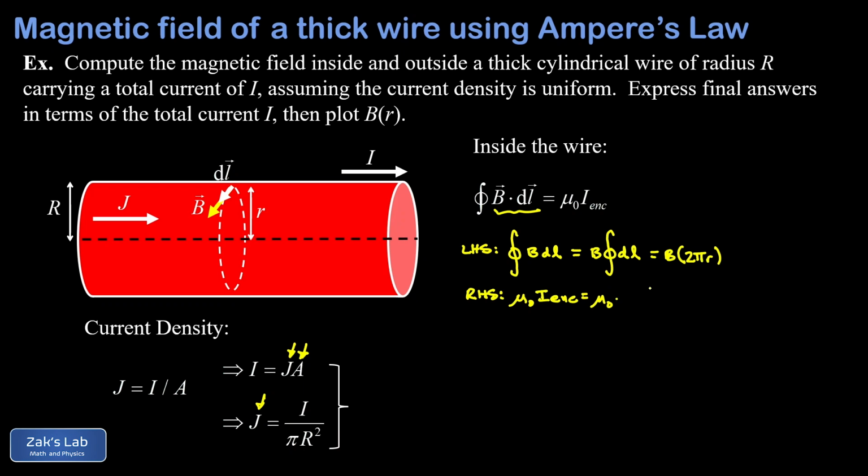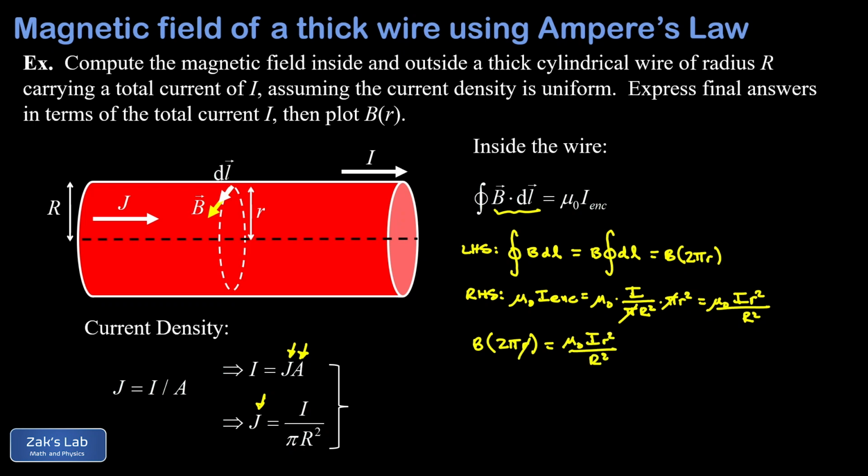So on our right-hand side then, we have mu naught times the current density, which is the total current in the wire, divided by pi times big R squared, multiplied by the cross-sectional area of our Amperian loop, which is pi times little r squared. Our pi's are going to cancel here, and we end up with mu naught I times little r squared divided by big R squared. So now we can put everything together and set the left-hand side equal to the right-hand side. So the path integral on the left reduced to B times the quantity 2 pi r, where that's little r. And on the right, we have mu naught I times little r squared over big R squared.